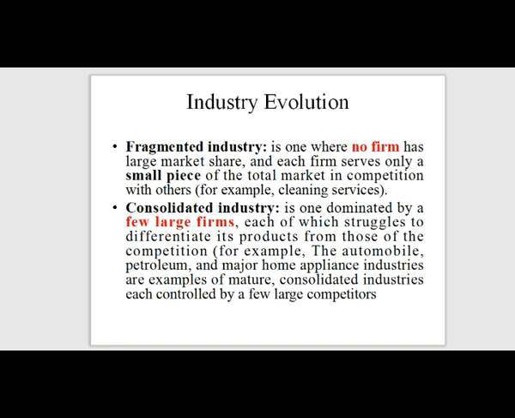A consolidated industry is one dominated by a few large firms, each of which struggles to differentiate its product from those of the competition. For example, in the automobile industry in Pakistan, there are just 3 or 4 main players that dominate the market, that being Toyota, Honda, Suzuki, and these days we also have Kia. Petroleum industry, similarly: PSO, Total, Shell, a few companies that are dominating the market. And major home appliance industries, similarly: Haier, Orient, PEL, Samsung, are examples of mature consolidated industries, each controlled by a few large competitors.